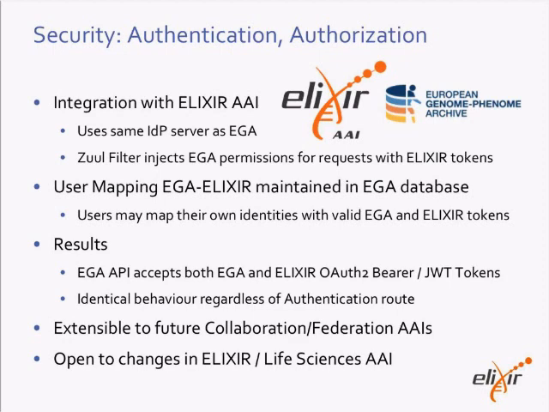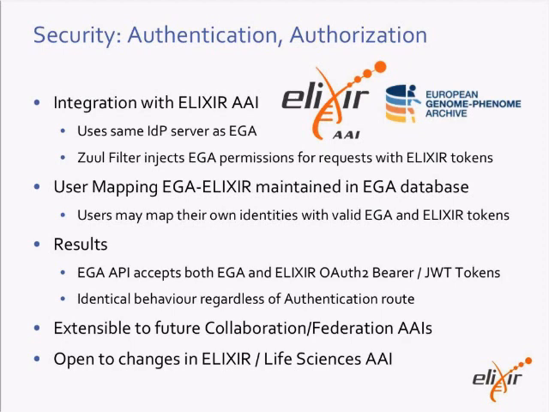So I added to the Zuul filter the functionality for an ELIXIR token to be mapped to an EGA user, and then the permissions of that EGA user to be injected into the REST call before it is forwarded to the API.